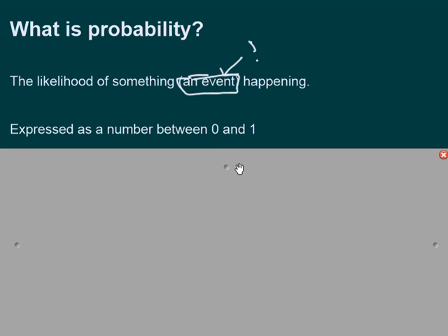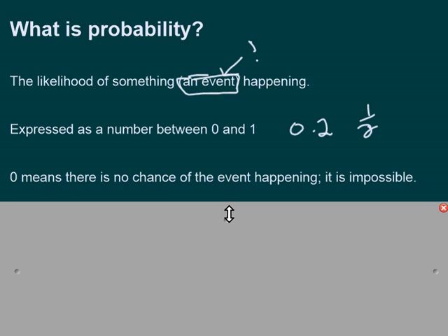Now, on a very basic level, probability is expressed as a number between 0 and 1. So it could be 0.2, or it could be 1/2. Those are both numbers between 0 and 1. 0 means that there is no chance whatsoever of the event happening. It is completely impossible.